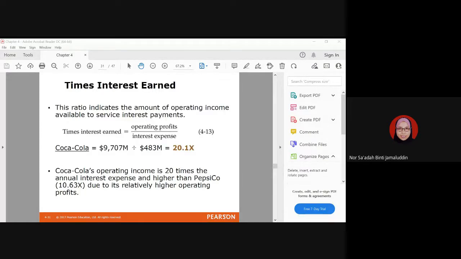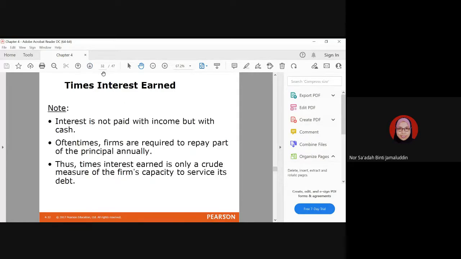Okay, how is it related to the payment of interest? Just now we calculated debt. Now all our debt must carry interest. So this is times interest earned. It looks at our interest expense. Coca-Cola's operating income covers interest 20 times in the annual report, higher than Pepsi, due to its relatively higher operating profit. So we look at its ability, how many times it can cover the interest expenses from the profit earned. Okay, this is times interest earned.